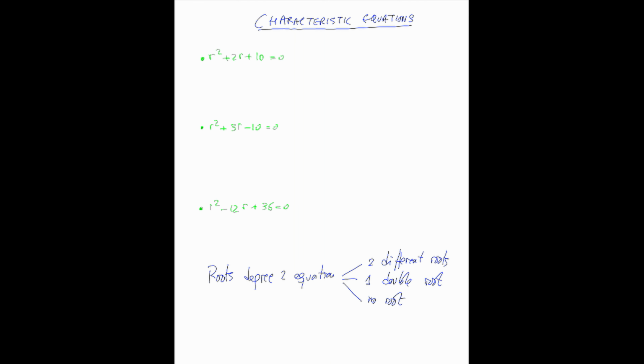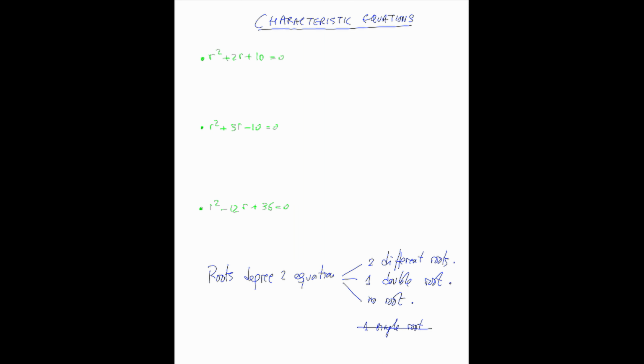Though we don't find this last case in our problems. What cannot happen is one single root. That cannot happen. Either you have two, one double, or none. For example, these three equations we have here in green.